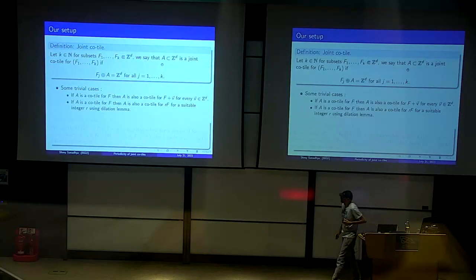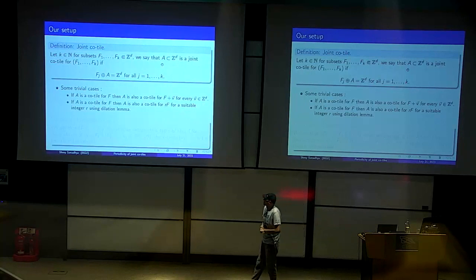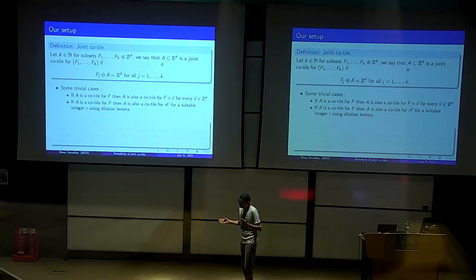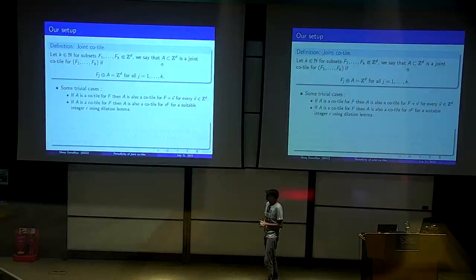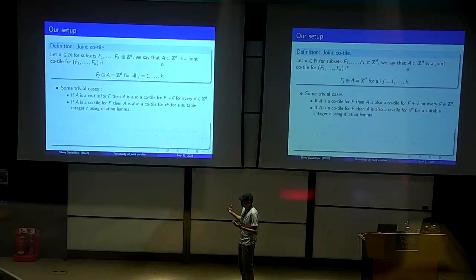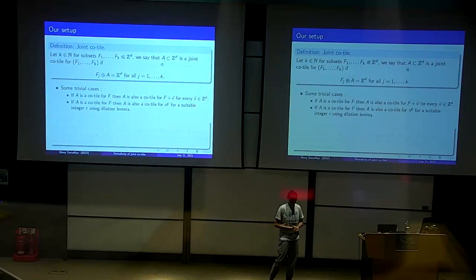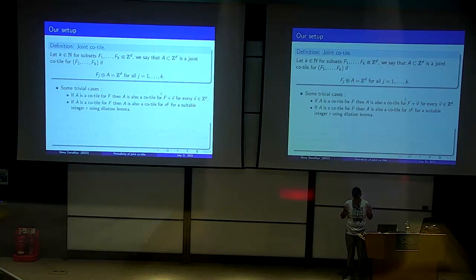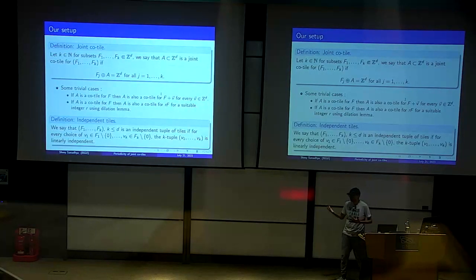Trivially, if you think about this for a minute, if A is a cotile for F, then A is also a cotile for F plus any vector V in the V. And you can also use the dilation lemma. If A is a cotile for F, then there exist these R's, given by the dilation lemma, such that A is also a cotile for R of F. So these trivial cases do not give us any information, so we have to put some restriction on our tiles, and that's what we do in the next definition.